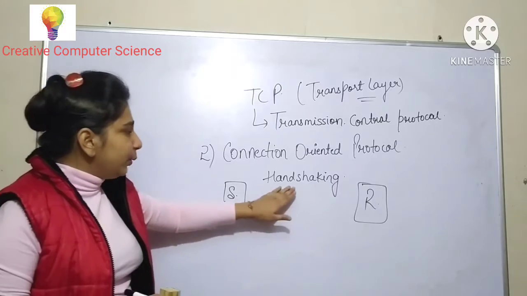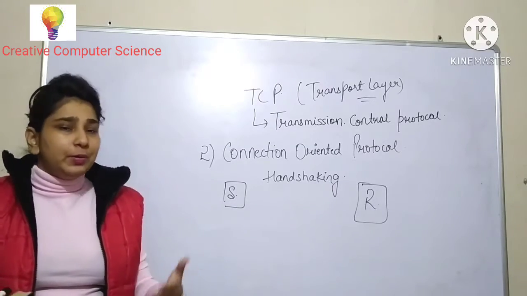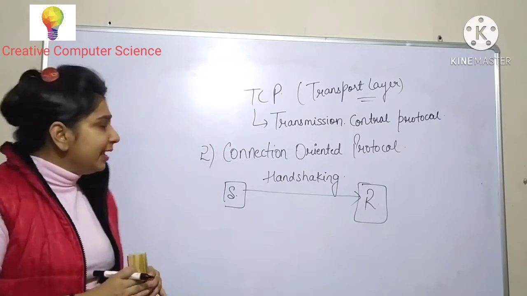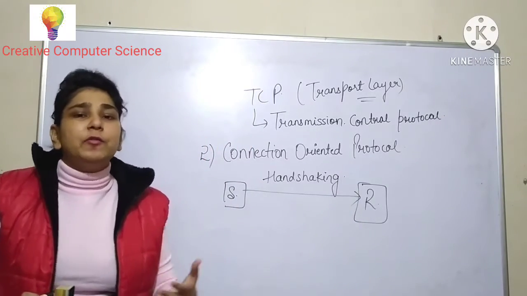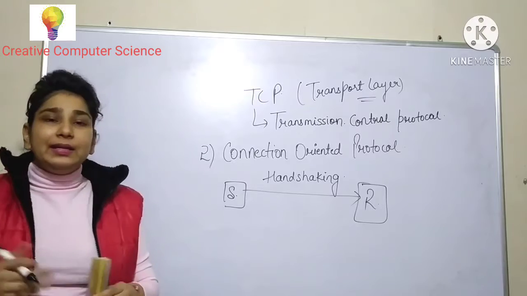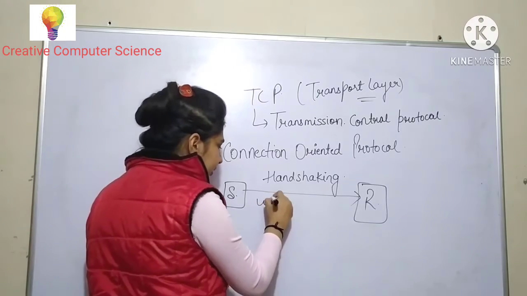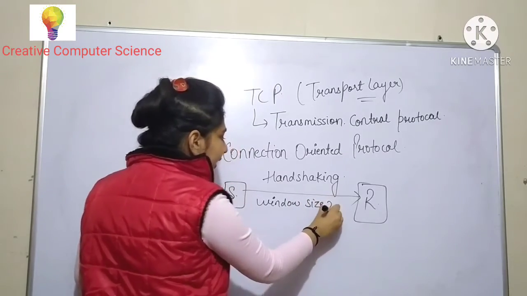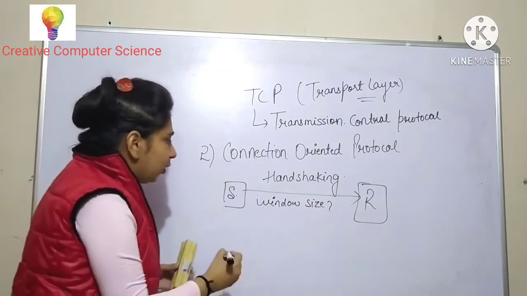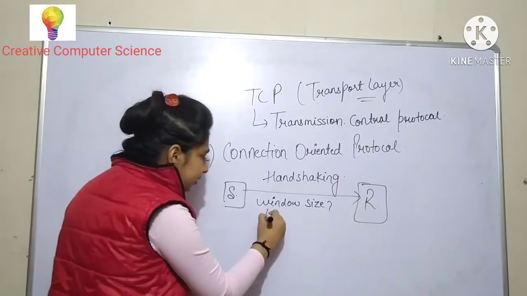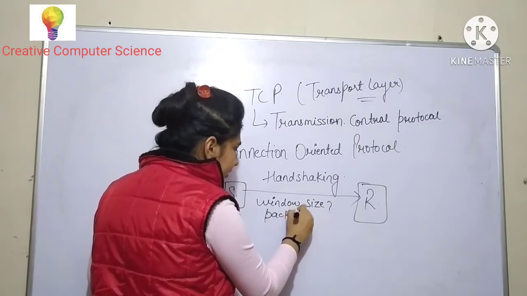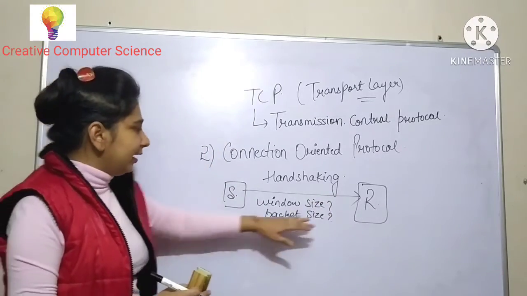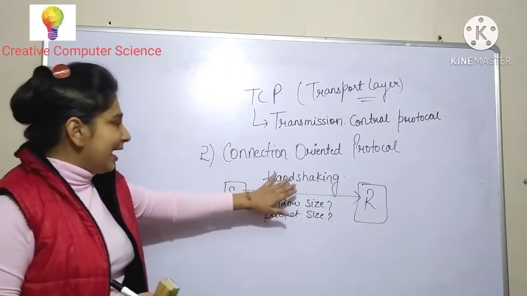So when they are doing handshaking, they are introducing each other. They are exchanging some of the information. Like, what is your window size? And what is your segment or packet size? What is your packet size? So these basic things they are sharing with each other in the handshaking.